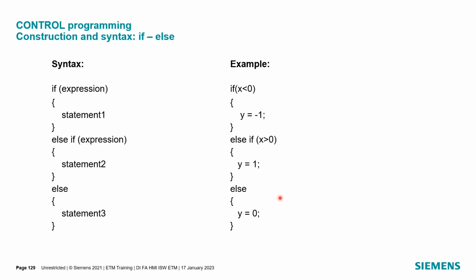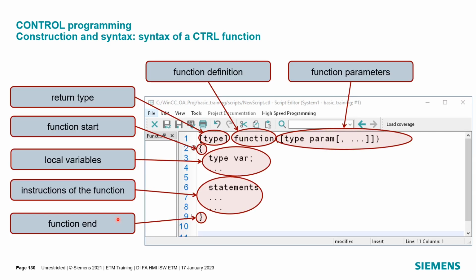If and else is available, so if expression executes statement number 1, else if expression executes statement number 2, and everything else executes statement number 3. Syntax of a control function in more detail: we have the return type, the function definition, and then the function parameters if needed. Opening curly bracket, variable declaration, statements, closing curly bracket.